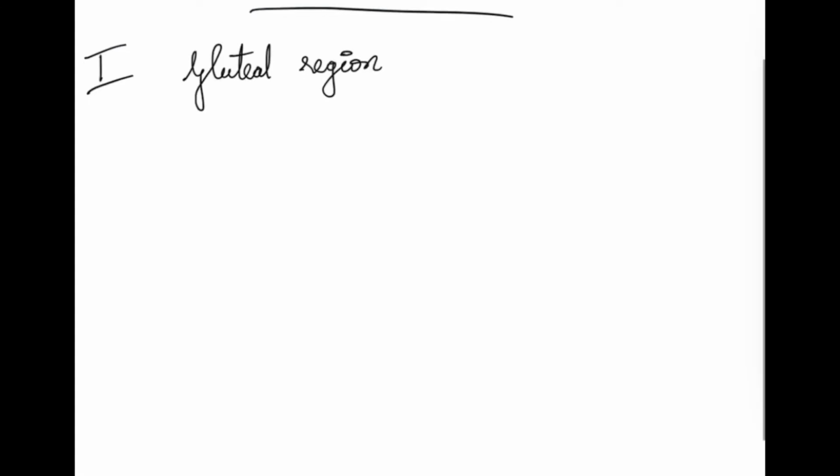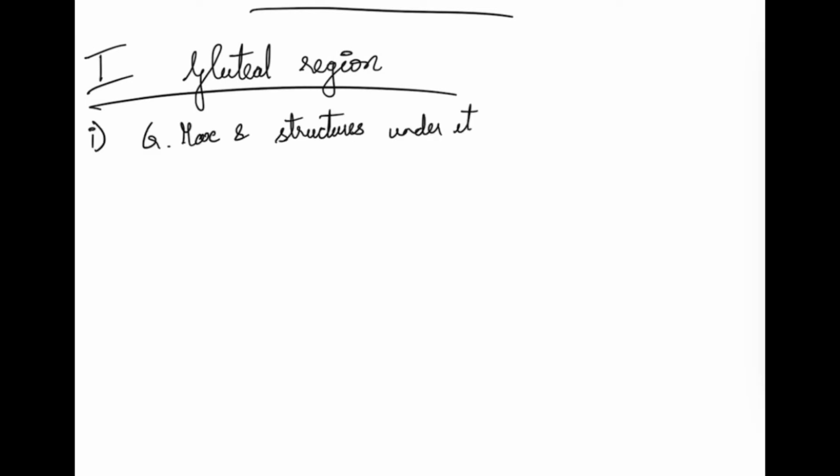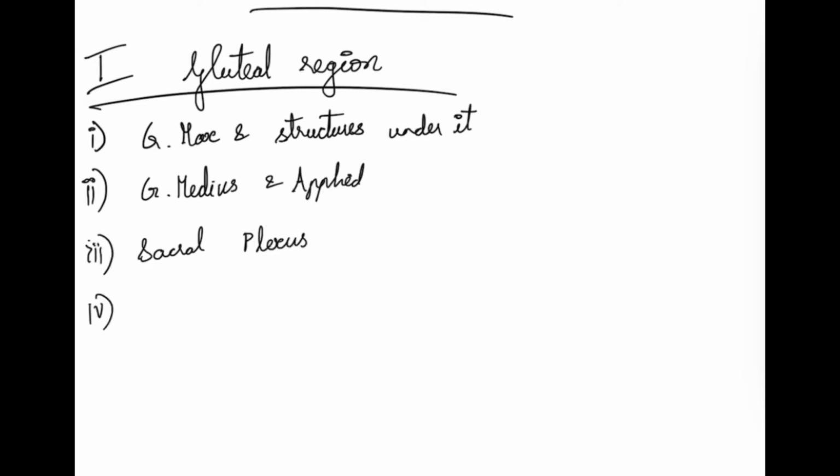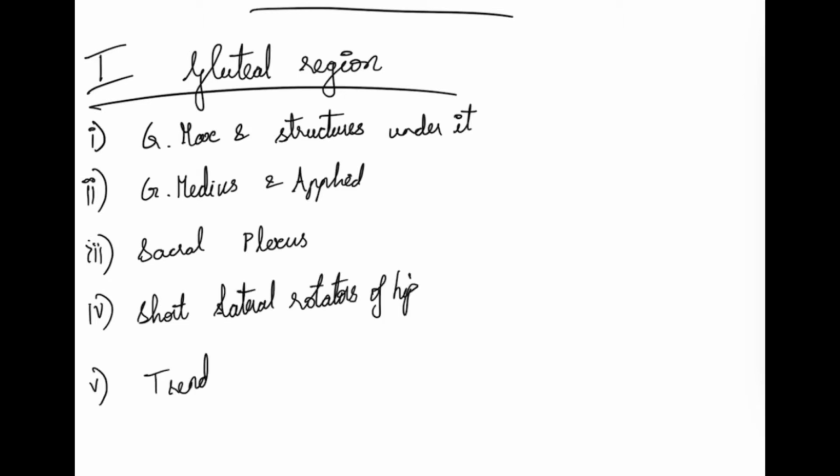Okay guys, let's start with the first topic of lower limb, that is the gluteal region. The main one is the gluteus maximus and the structures under it, and the other one is gluteus medius and its applied. Third one is the sacral plexus and short lateral rotators of hip and the Trendelenburg sign. These are the important questions in the gluteal region.